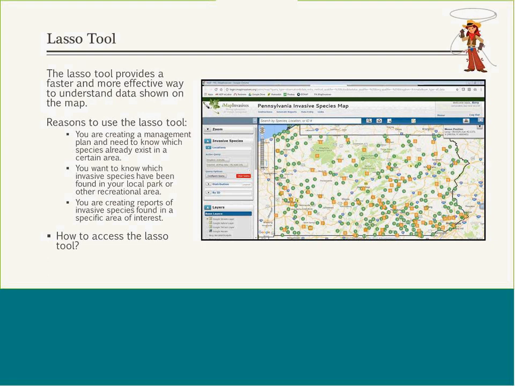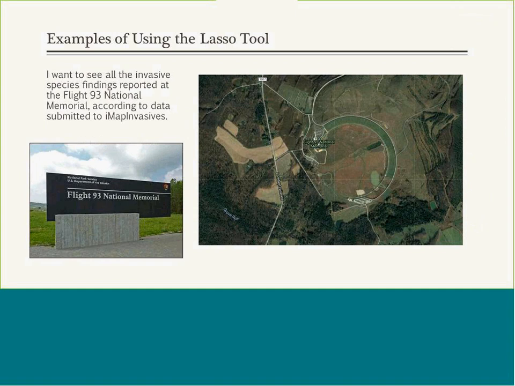So how do you access the Lasso tool? Up in the right part of the screen, you'll see a little polygon box. That is going to be your Lasso tool. That's what you're going to use when you do this type of searching, this data querying. I'm going to give you an example so you get a better understanding of how you're going to use this. My example is I want to see all the invasive species findings that were reported at Flight 93, according to data that we have submitted to iMapInvasives.